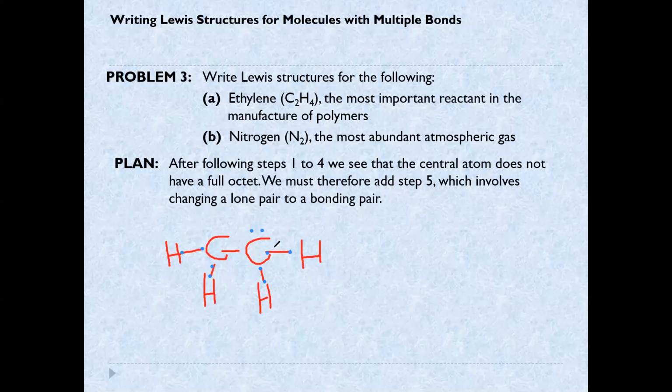The rule says that if we still have insufficient electrons on one of the central atoms, we migrate this lone pair and bring it between the two of them. So we put the lone pair here. This will now become carbon, double bond, carbon, with two hydrogen atoms on each carbon.